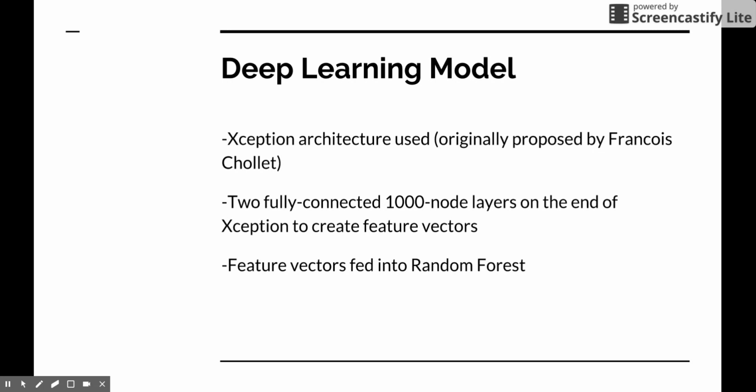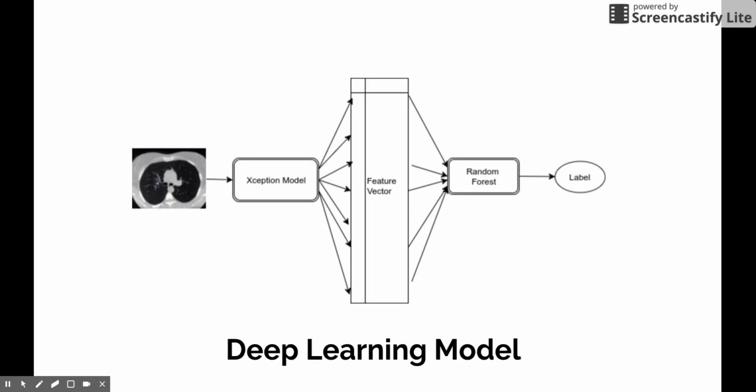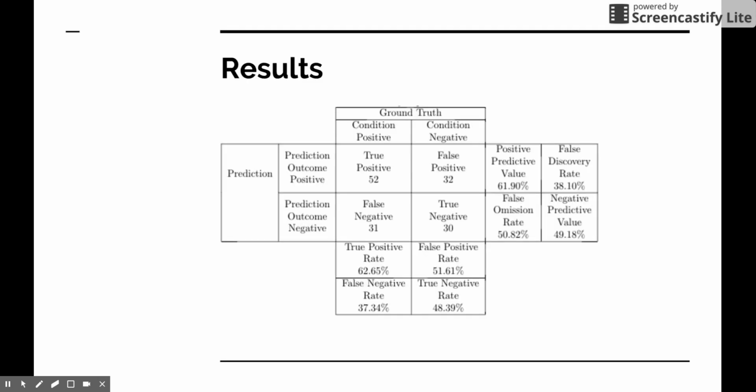we attached 2 fully connected 1,000 node layers on the end of the Xception to create our feature vectors. The feature vectors, which were output by that, were fed into a random forest to give us our labels. You can see that model here. Here are the images, moves over to the Xception model, and then this spits out the feature vector fed into the random forest, and then we're given our labels over here, which is the results.